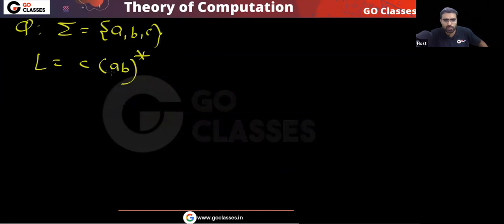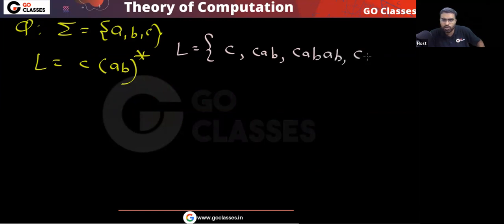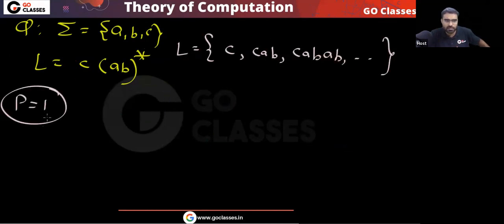So tell me, first of all, this is your language. First you understand the language. In this language, what are the strings? This type of strings you have: c, cab, cabab, and so on. Now you tell me, first of all, will P equal to 1 work? Just check one by one. Let's start. P equal to 1, does it work?